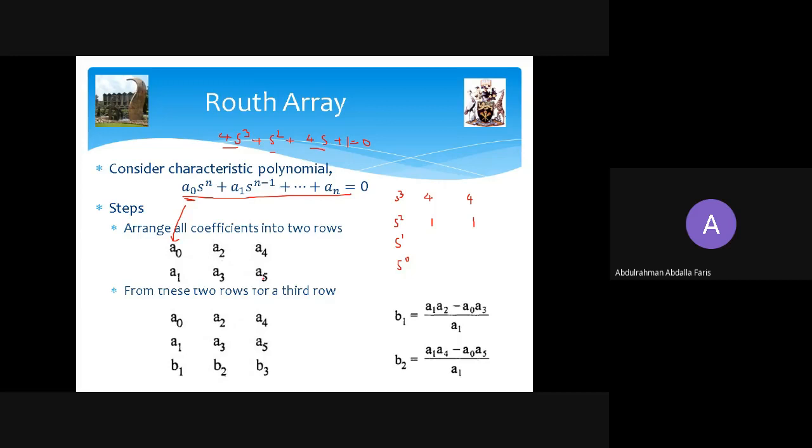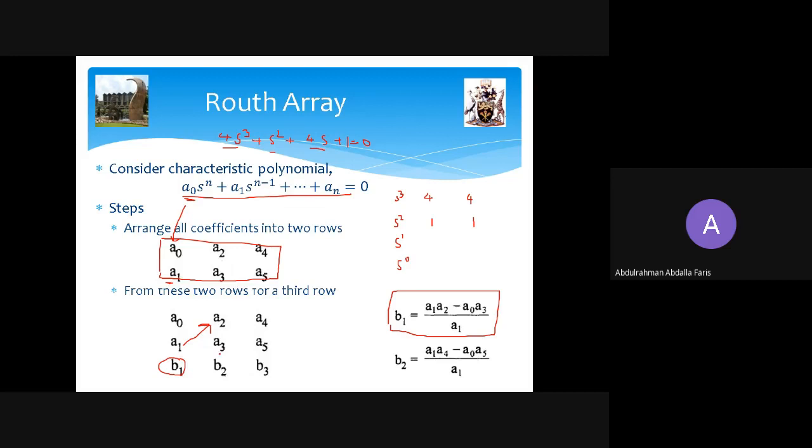Yes. So once you have these two rows from your characteristic equation, you set up another row, a third row, which is B1, B2, and B3. You can find those by using this formula. If you look at this, you see A1 times A2 minus A0 times A3, divided by A1. I want this B1, so I take A1, A2, which is that, and then A0, A3, which is that.